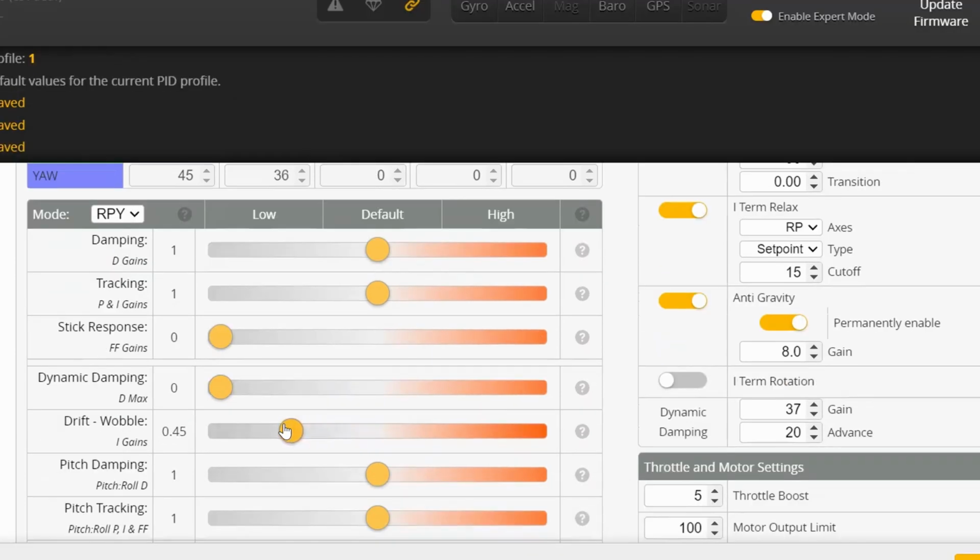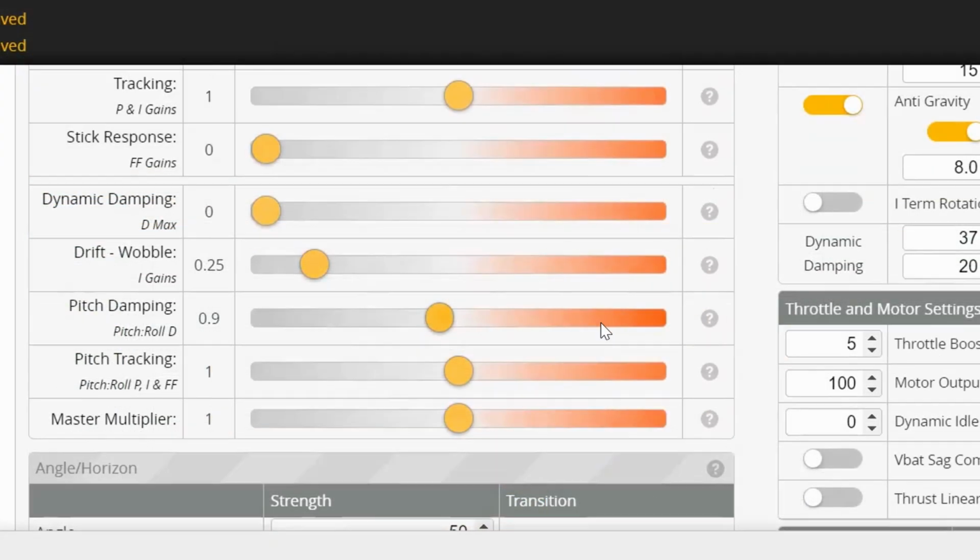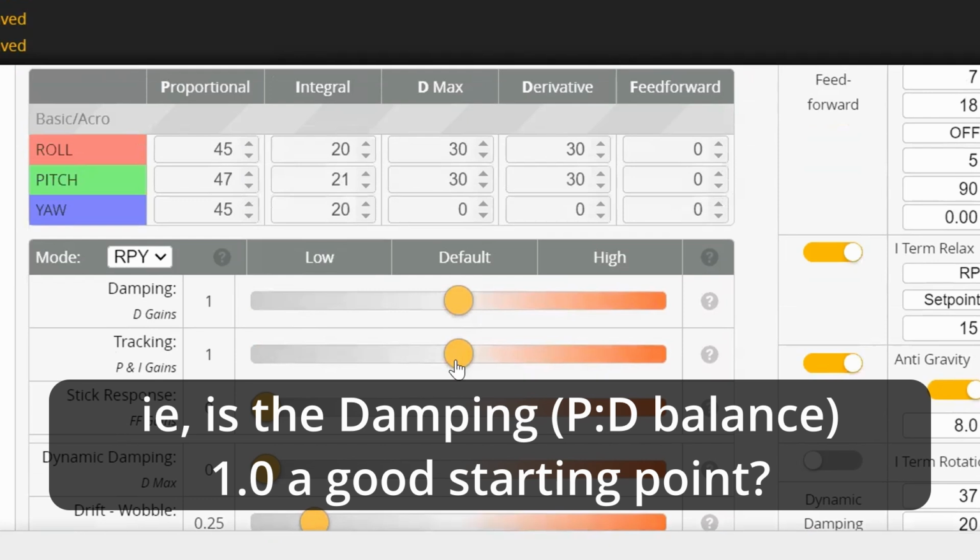We're going to drop the I term a little bit. And one thing I do with the pitching is I drop the damping just a little bit to make the numbers match here. Now the question is, is this a good starting point? I think this should be pretty good for a 6-inch. For a 5-inch, I might bring the damping a little lower to start, but I think that's reasonable.